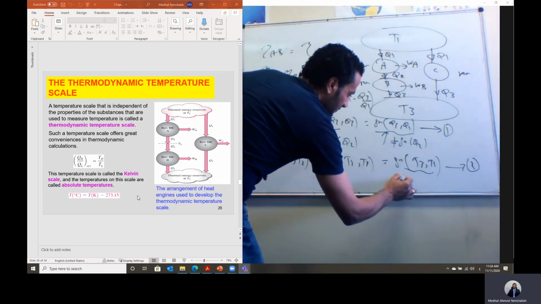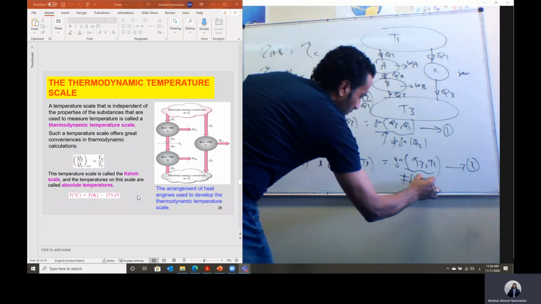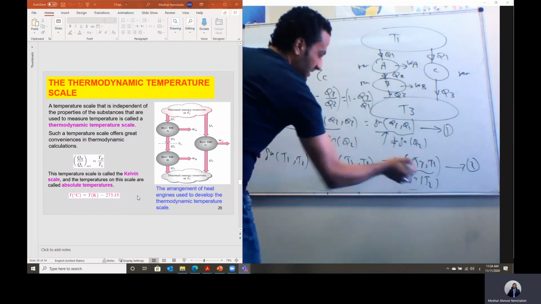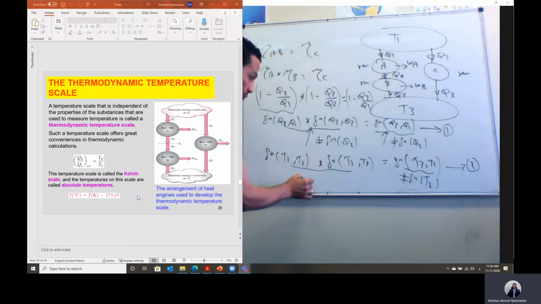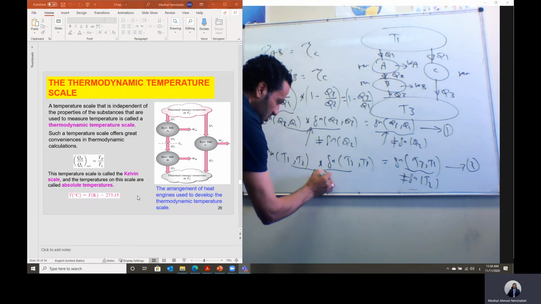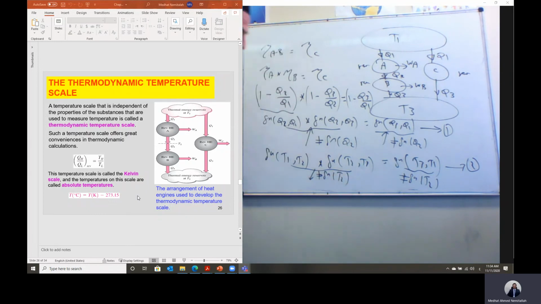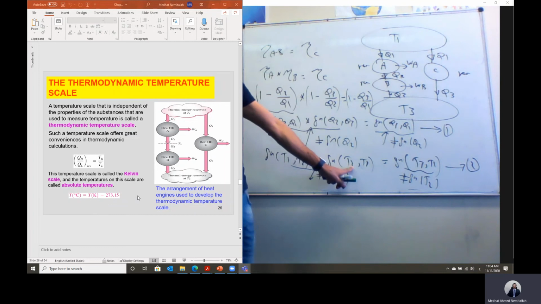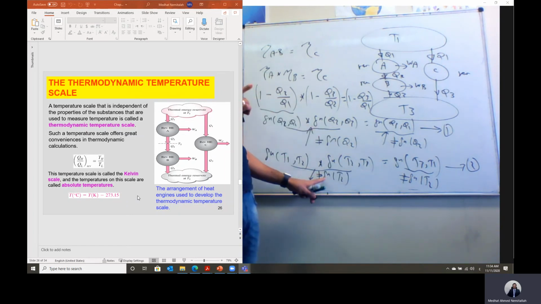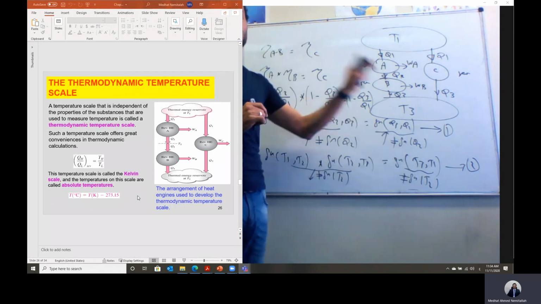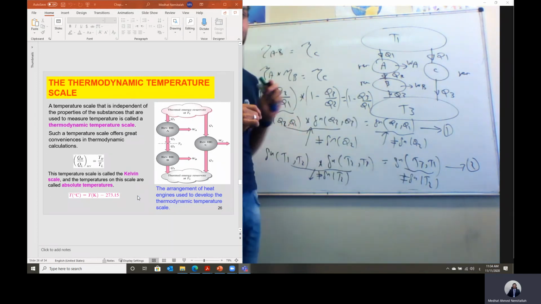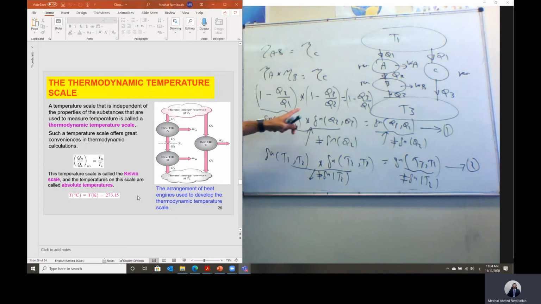This term is also not a function of T2, only T1 and T3. And this term should also not be a function of T2. However, we have this term as a function of T2 and this term as a function of T2. But when we multiply both of them, they should come out mathematically independent of T2, as this term is not a function of T2, and this term is equal to this term. So we have this relation based on equations 1 and 2.